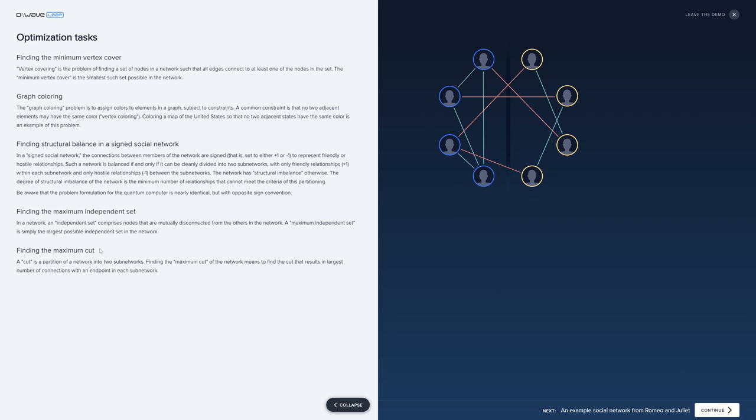Finding the maximum cut. A cut is a partition of a network into two subnetworks. Subnetwork 1, subnetwork 2. Okay. Cut. Then we have subnetwork 1 and subnetwork 2.